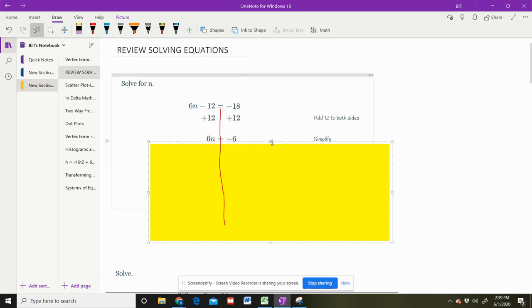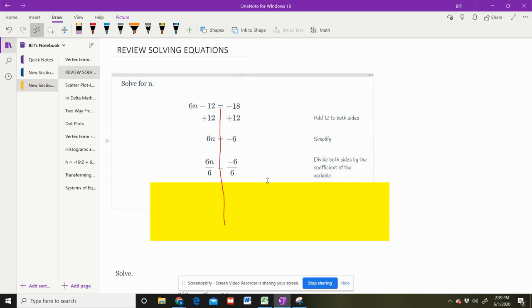Now I want to get my variable all by itself, so I want to get the coefficient out of there. To get rid of the coefficient, I'm either going to use multiplication or division, depending on what it's currently doing. It's 6 times n, so I'm going to divide by 6 on both sides, and 6n divided by 6 just gives me n. Negative 6 divided by 6 gives me a negative 1.